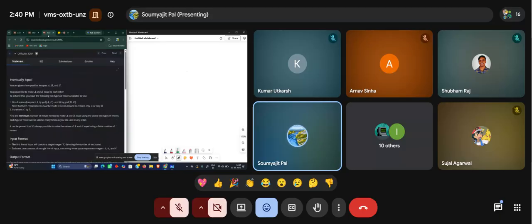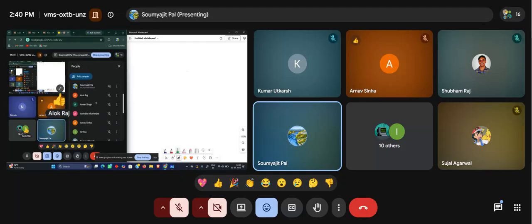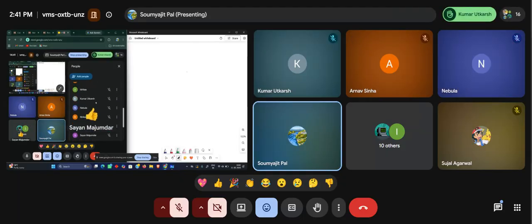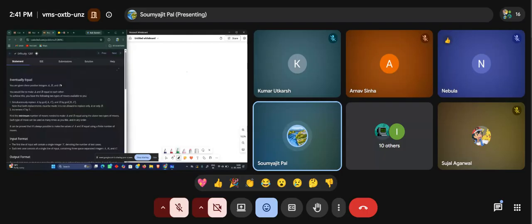Okay, how many of you solved this Eventually Equal question? Arnav has done it. Alok, Nebula, Cyan have also done it. Right. Okay. Once I explain the problem statement, then I will come to you one by one and listen to your approaches.